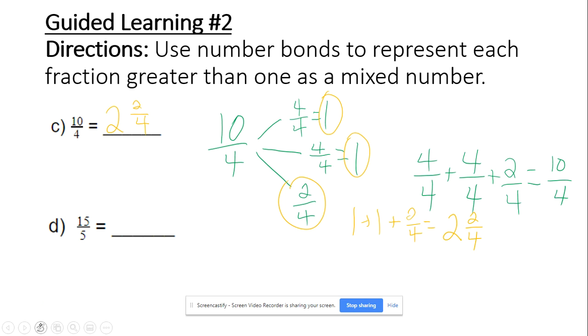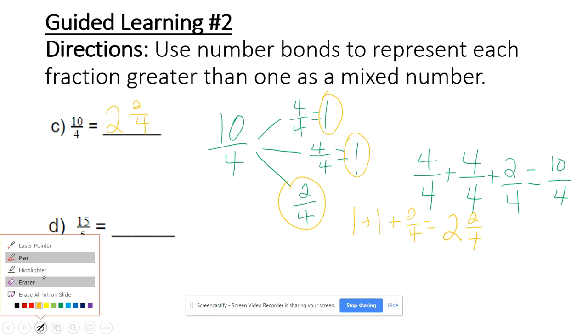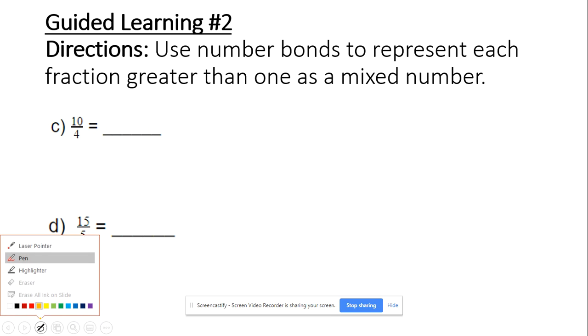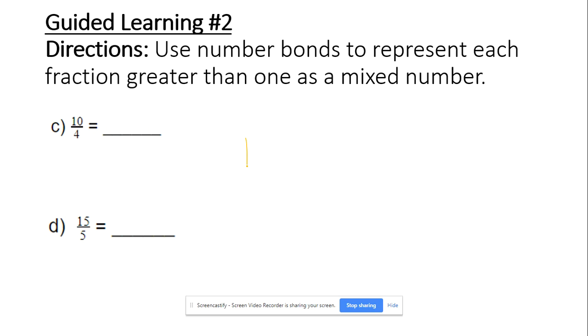Let's try the same thing for D. So here we have 15/5. We're going to take out 1 whole because we know this is a fraction greater than 1. So we take out 5/5 in our addition sentence. We're trying to get to 15/5. So I'm thinking, what can I add to 5/5 to get to 15/5? Oh, well, 5 plus 10/5 equals 15/5. 10/5, that's a fraction greater than 1. So I can take out another whole.